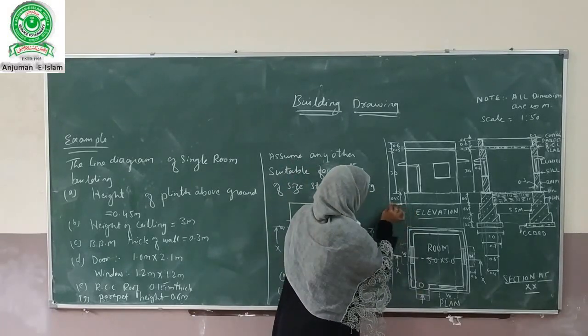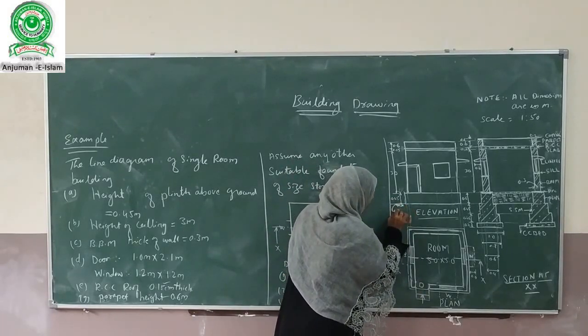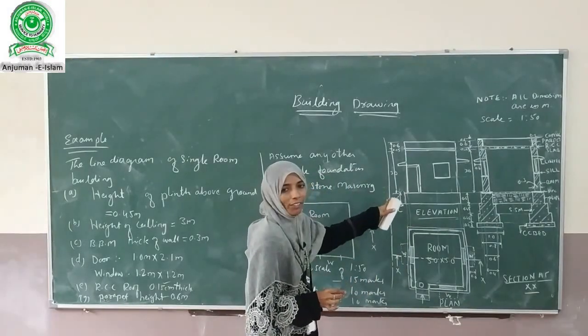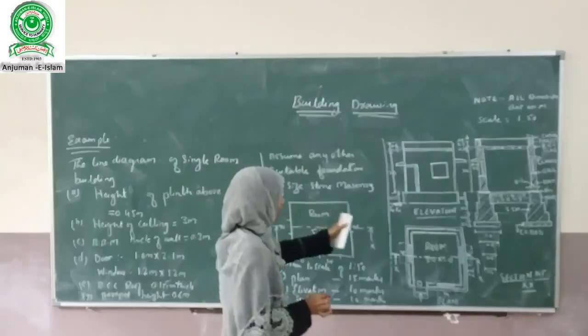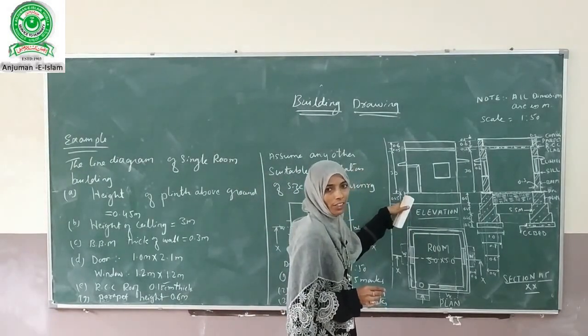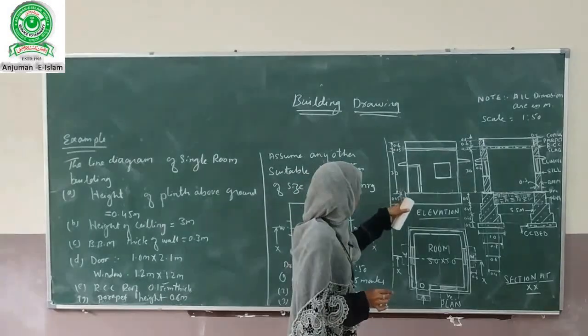Up to above the ground level, we have to place the basement, that is the plinth. The height of the plinth is given in the question, that is 0.4 meters. So above the ground level, we have to fix the plinth height, that is 0.4 meters.